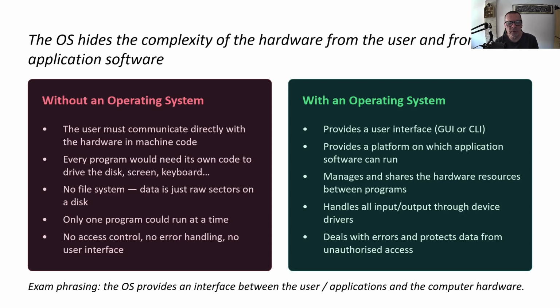Only one program could really run at a time because there would be conflicts between programs trying to get hardware resources. Things like memory, they'd be conflicting over trying to get the same thing, part of memory, for example, if there was nothing to control it and manage it. So you'd have no access control, no error handling, no user interface. So it would be very difficult to use a machine without an operating system now.